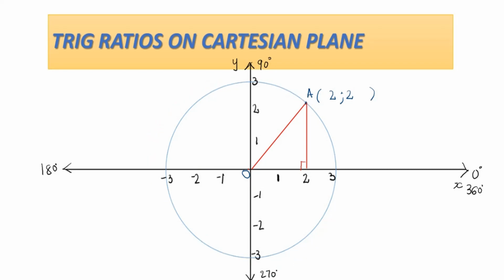That is very important for you guys to remember when you're working with trig ratios, especially on the Cartesian plane, right? The r doesn't change. It stays the same. The r is always positive as well, right? So it remains the same.